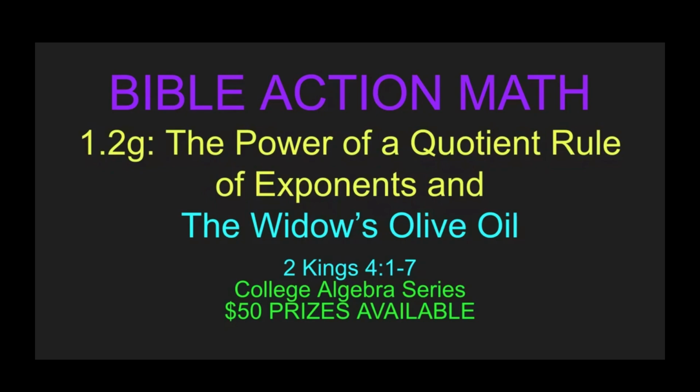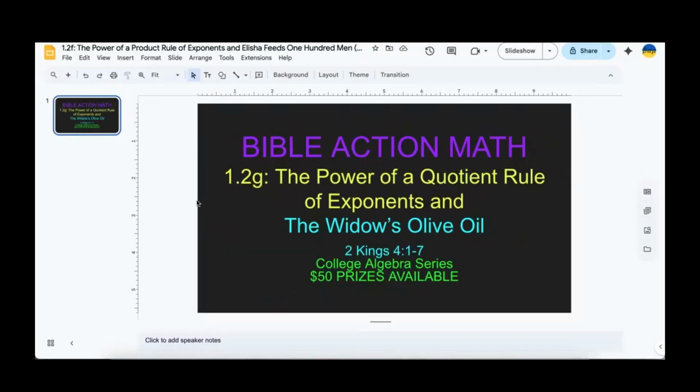Hey everybody, welcome to Bible Action Math 1.2G, the power of a quotient rule of exponents, and the widow's olive oil from 2 Kings chapter 4. This is part of a college algebra series that has $50 prizes available on Saturdays.